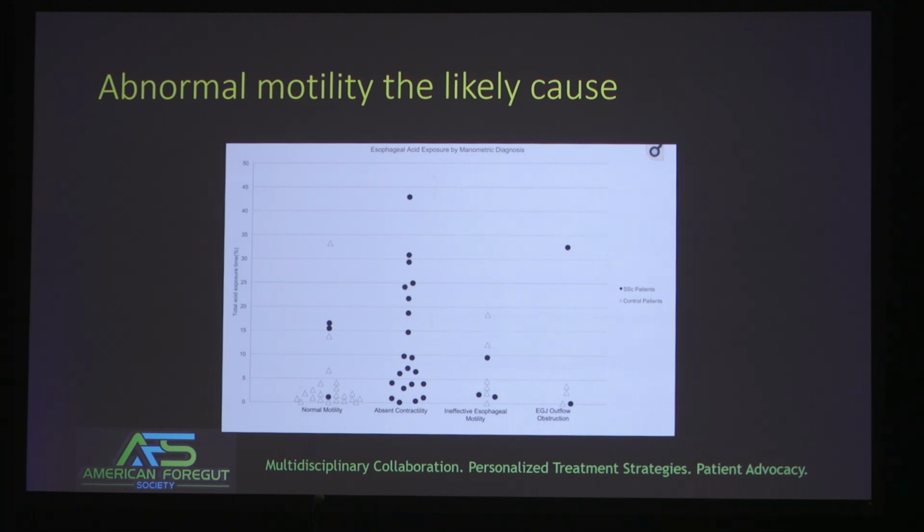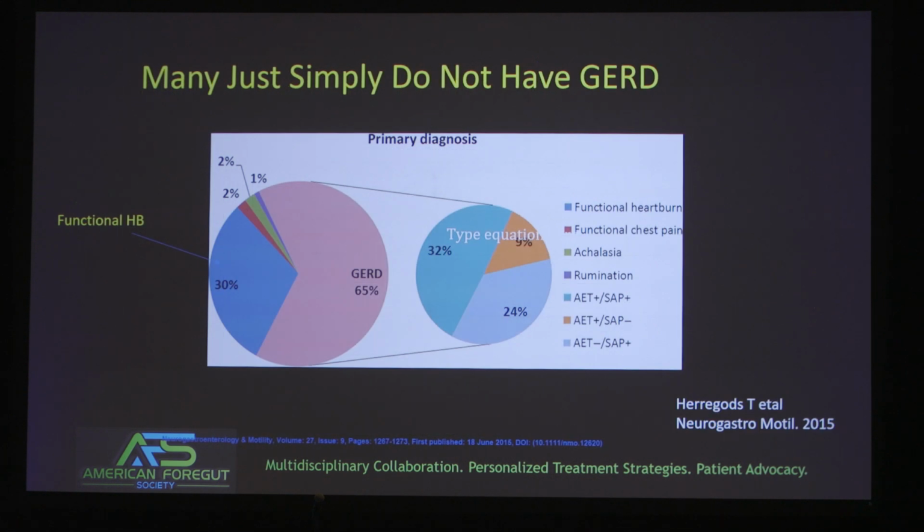So the black dots are the SSC patients, the lighter dots are the control patients. If you look at normal motility, most of the controls, absent contractility, ineffective motility, tend to dominate in the scleroderma patients, which again is no surprise. So motility affects esophageal acid exposure time and likely the production of a symptom.